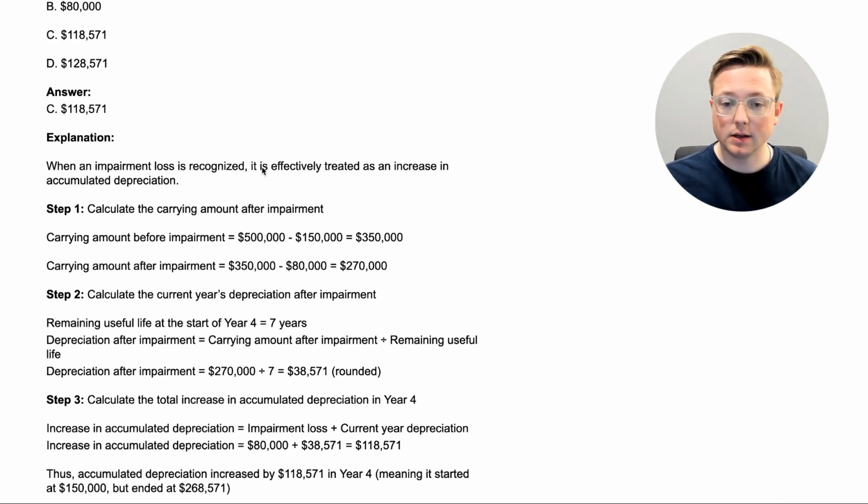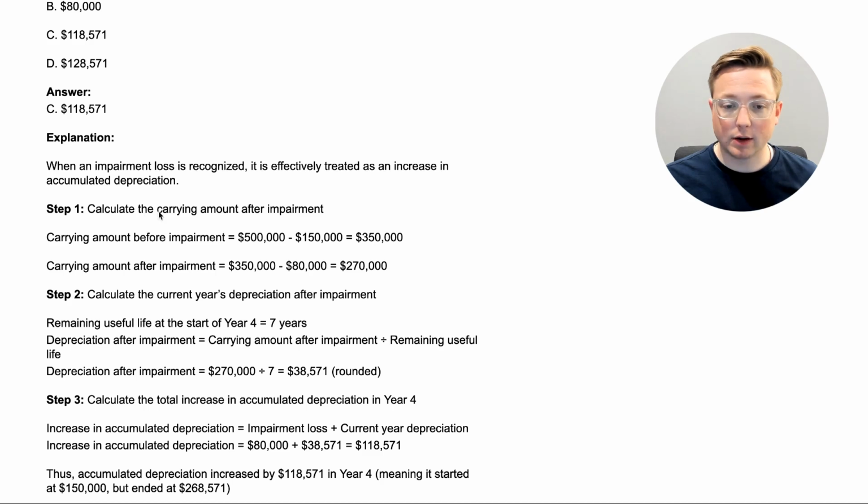This is a key statement right here. When an impairment loss is recognized, so this is thinking about it from the journal entry perspective, it is effectively treated as an increase in accumulated depreciation because basically you're bringing the carrying value of the asset down to what it is supposed to be. Let's go through the steps.